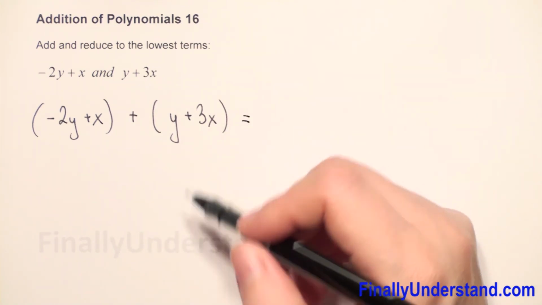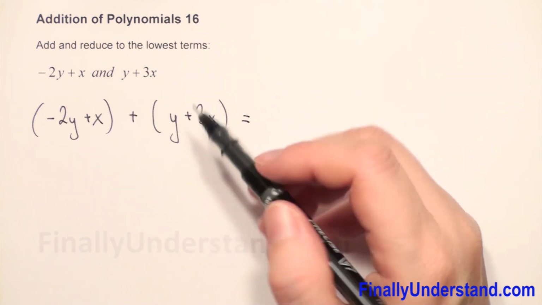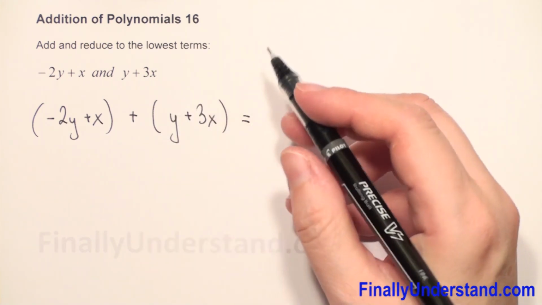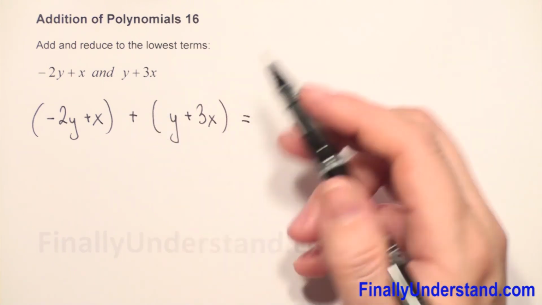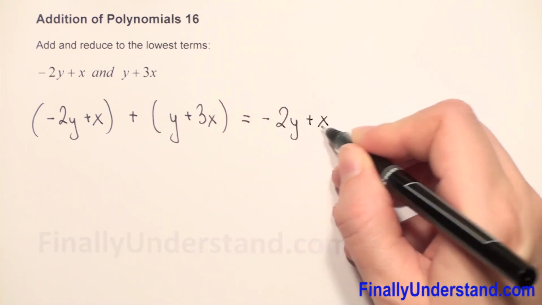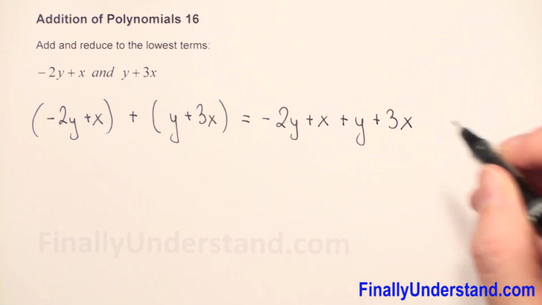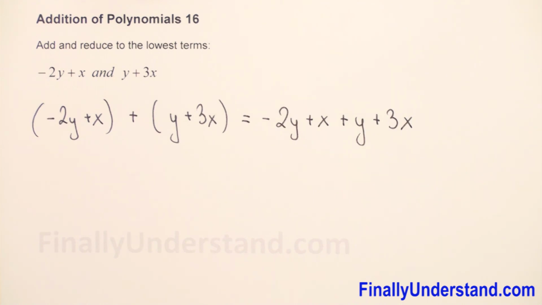So this is equal. First we have to take down the parentheses, and we copy exactly the same what we have in parentheses, because we have positive sign before parentheses. So negative 2y plus x, we have plus y plus 3x. Next we have to combine the like terms. We will put in alphabetic order.